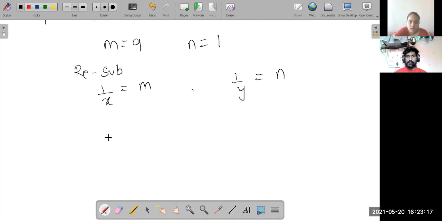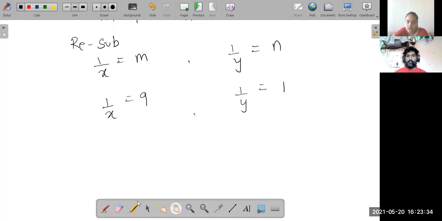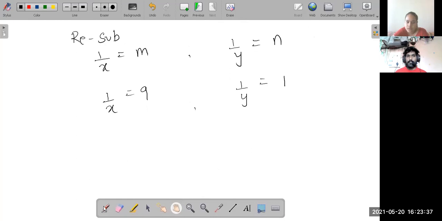So 1 upon x is equal to 9, and 1 upon y is equal to 1. So x is equal to 9 into 1. No, reciprocal, you can't do that. Yeah, correct. So 1 upon x is equal to 1 upon 9. Take reciprocal on both sides. So what is the reciprocal of 1 upon x? Okay, so x upon 1 is equal to 9 upon 1, and x upon 1 is just x because anything divided by 1 is itself.